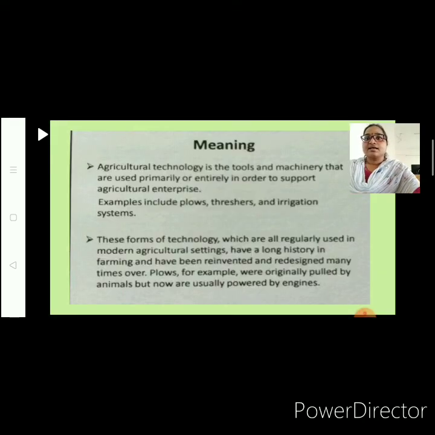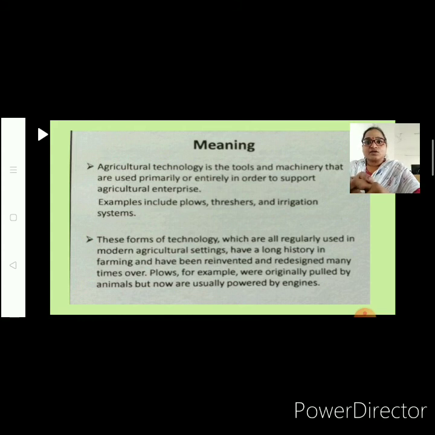So, next is the meaning of agriculture technology. Agriculture technology is the tools and machineries which are primarily used in our farm, that we can say is agriculture technology. So, what are there? Plows are there, threshers, irrigation systems are there. So, these are the agriculture technology we use daily.